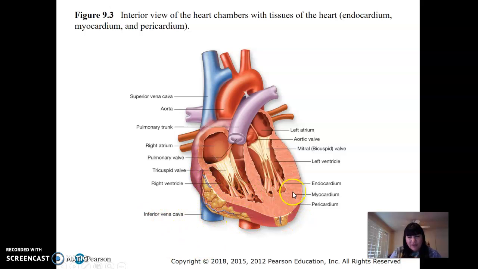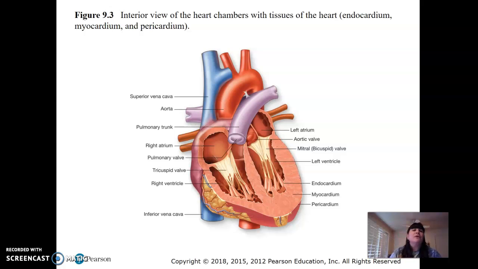It's the middle layer, if I can get my pointer, right? So myocardium. And then the peri, what does peri mean? Around, okay? The pericardium. So here are the layers. The endocardium on the inside, myocardium in the middle, and pericardium. Now, this is a really important picture. This is not an anatomy class, but it's a medical terminology class, and you kind of have to have your anatomy down a little bit, right, to understand those words.